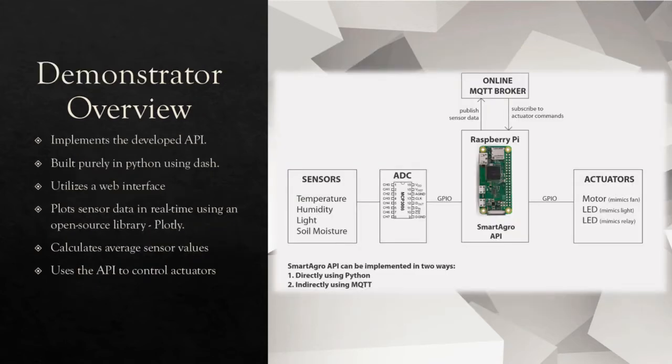The demonstrator implements the developed API. It is built purely in Python using the Dash framework, and it utilizes a web framework. The demonstrator application plots sensor data in real time using the open source library Plotly. To the right is a diagram showing the relationship between the Raspberry Pi, sensors, ADC, the Smart Agro API, the actuators, and the MQTT broker.